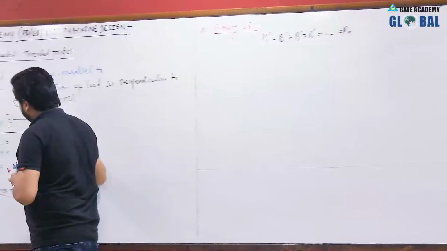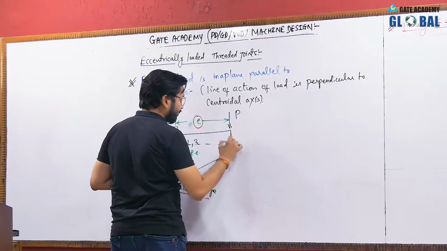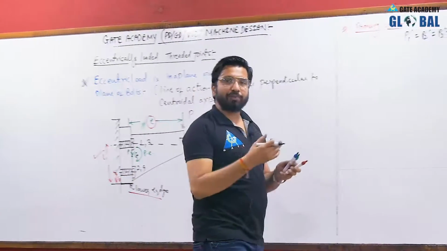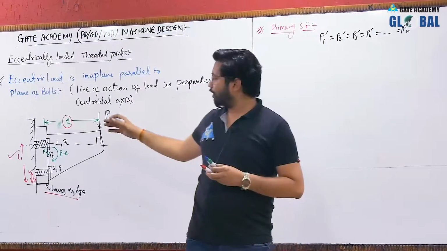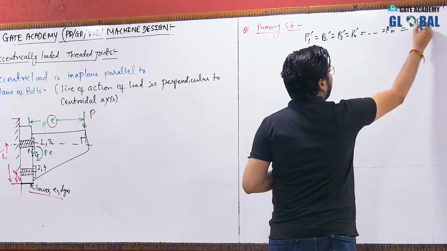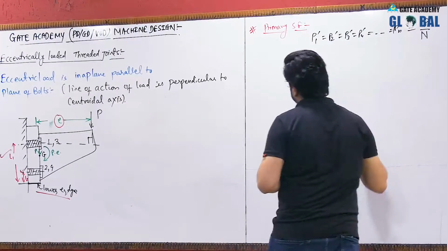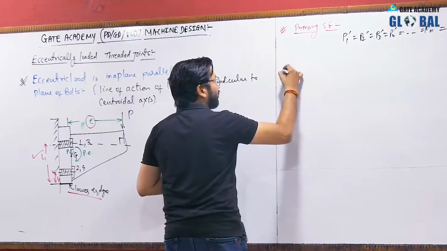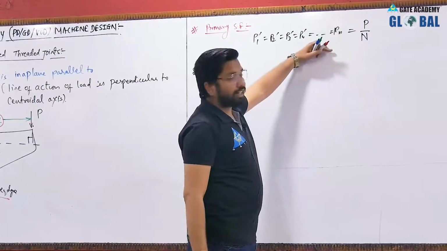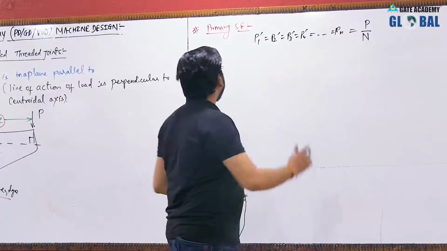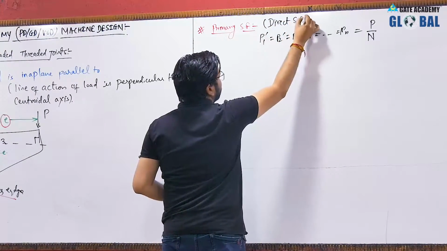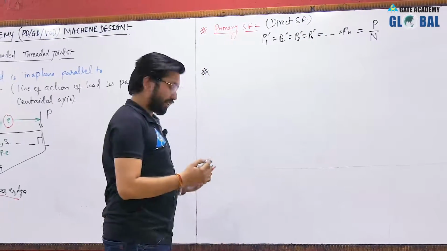that this load is acting exactly perpendicular to the centroidal axis. Hence the load will be equally distributed among the number of bolts, or the number of screws. So this will be equal to the applied load divided by the total number of bolts, that is N. So from that relationship we will have the value of the primary shear force, or you can say the direct shear force, which will give you the direct shear stress.